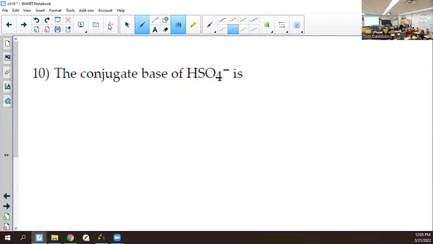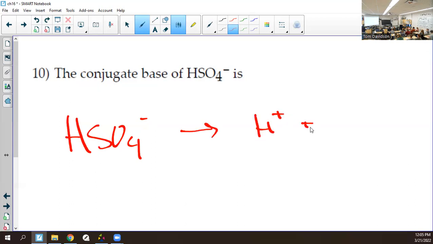The conjugate base of HSO4 minus is. So that would mean this is an acid, right? Now this looks kind of weird because it's usually H2SO4, right? That's okay. When H2SO4 breaks apart, the first thing it does is it kicks one of the H's out, and then what's left? HSO4 minus, and it's going to go to H plus and SO4 2 minus.